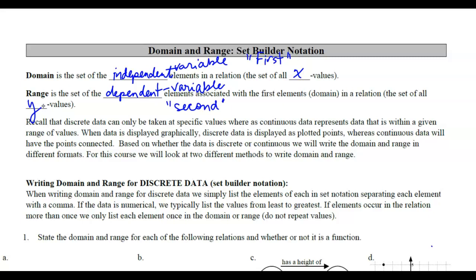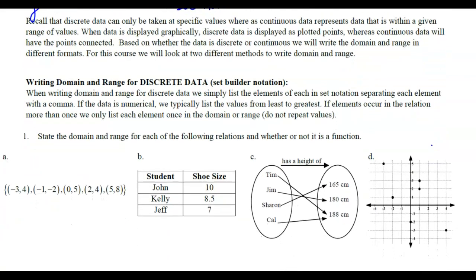So recall that discrete data can only be taken at specific values, where continuous data represents data that is within a given range of values. When data is displayed graphically, discrete data is displayed as plotted points, whereas continuous data will have the points connected. Based on whether the data is discrete or continuous, we will write the domain and range in different formats. So we'll look at 2 different methods. As I said, today set builder, tomorrow interval notation.